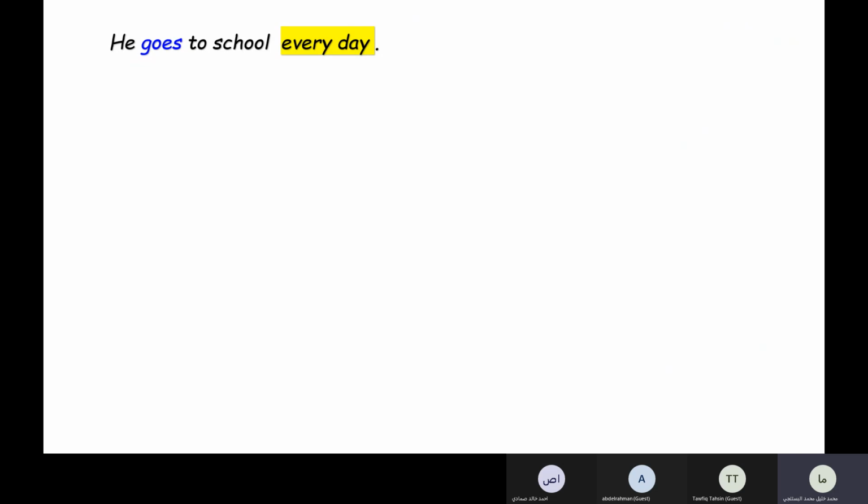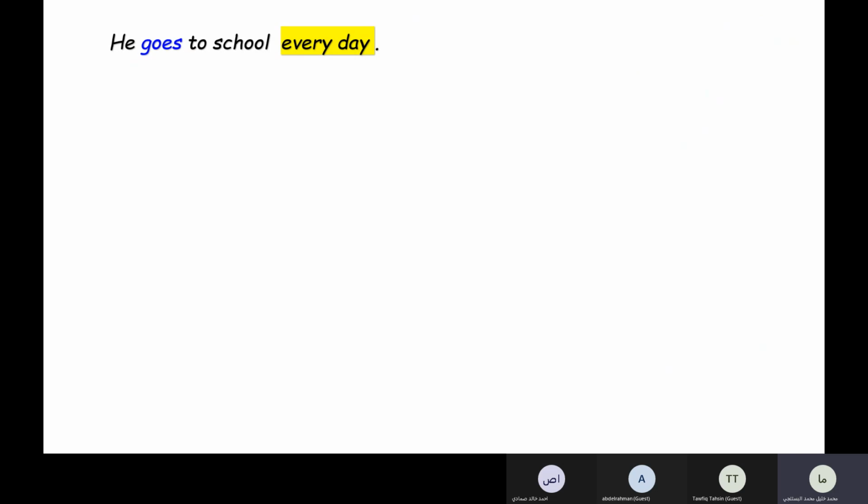Now look at the example. He goes to school every day. This is what? Present simple. It is what happens. He goes to school every day. It means yesterday he went to school. Today, he goes too. So this is what use as a routine. So with routines and habitual actions, we use the present simple, verb one.